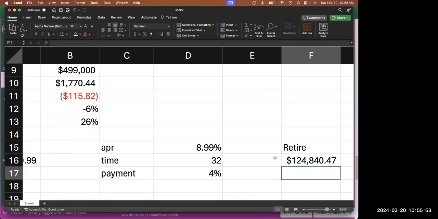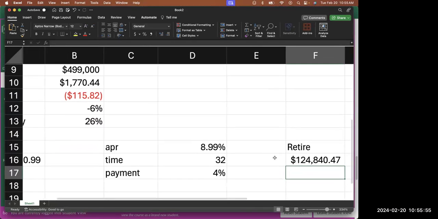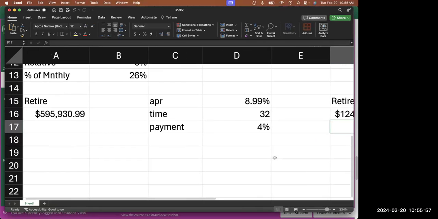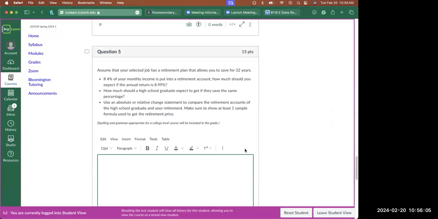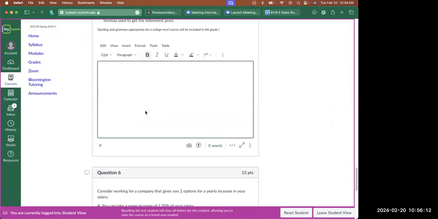Okay, but there's the two retirement accounts. We can find the absolute change by taking the difference. We can do the relative change by taking the absolute change divided by the old value. We find that percentage change. And that's question 5. Okay, that's the idea.